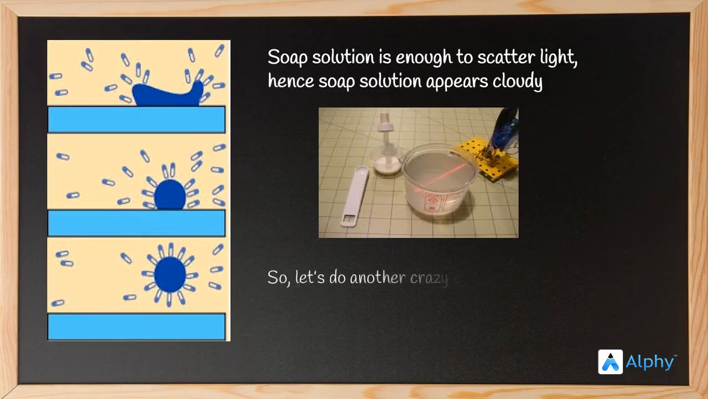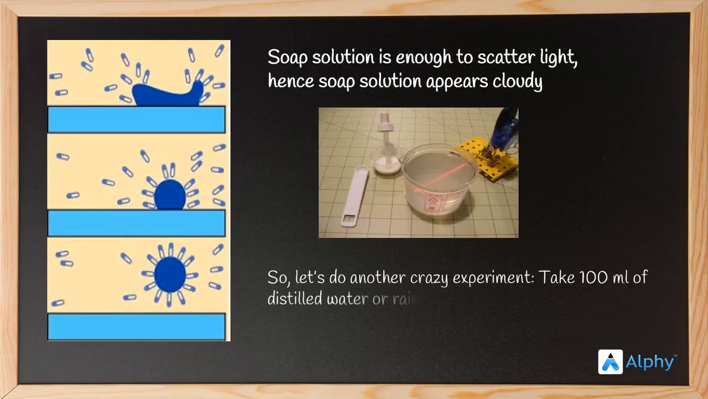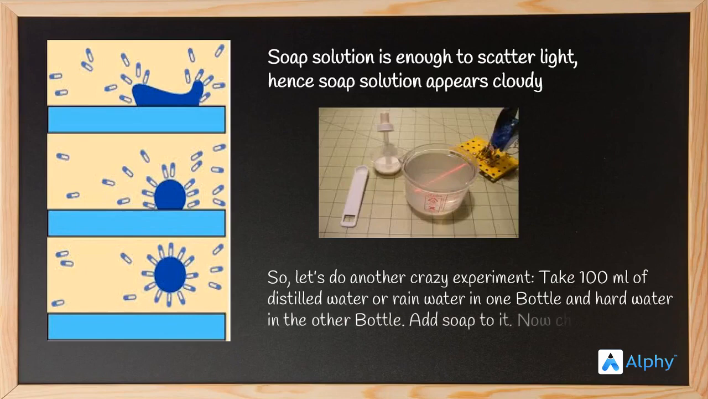So let's do another crazy experiment now. Take 100 ml of distilled water or rainwater in one bottle and hard water in the other bottle. Add soap to it. Now check in which bottle you find more foam. Let's find out which bottle has more foam.